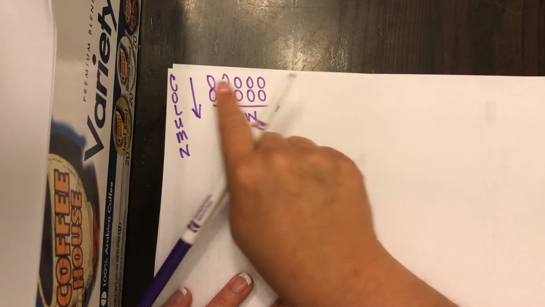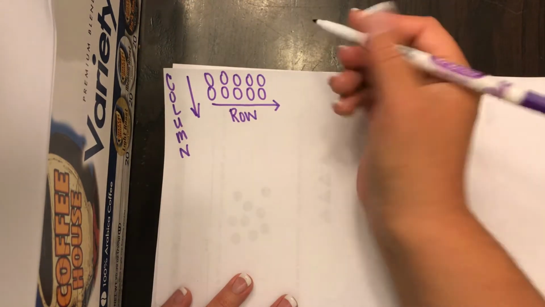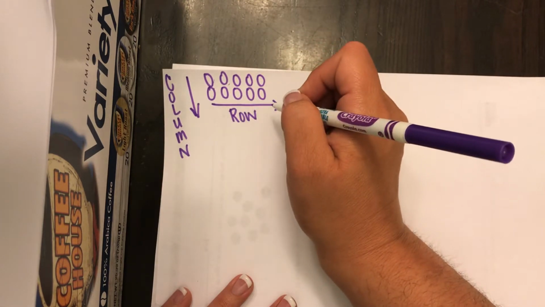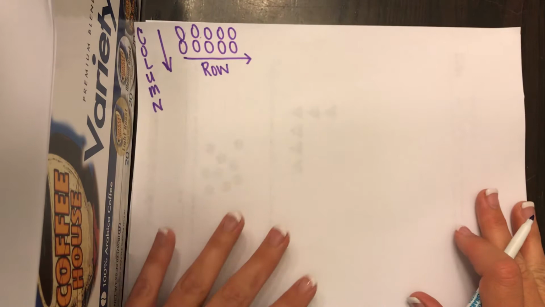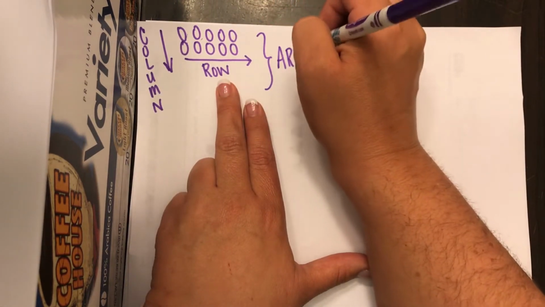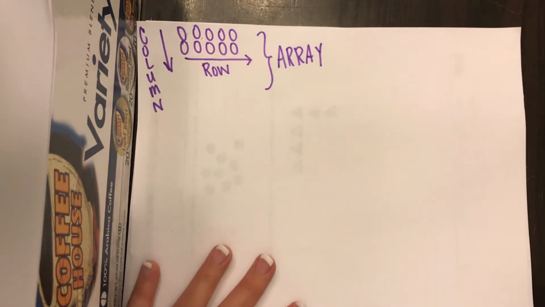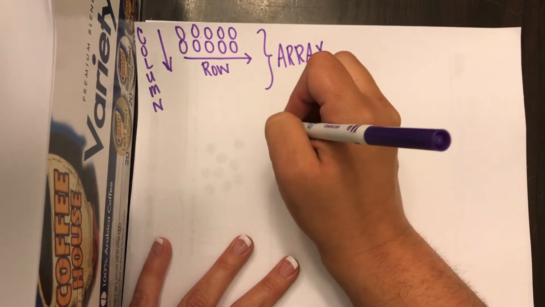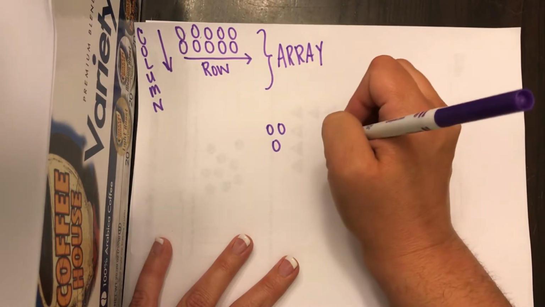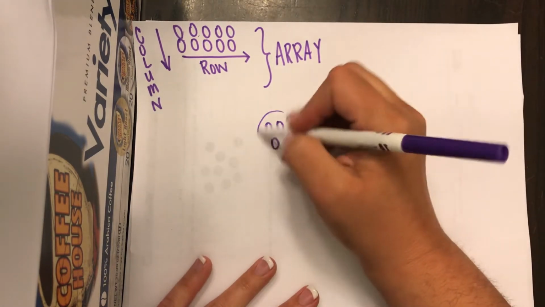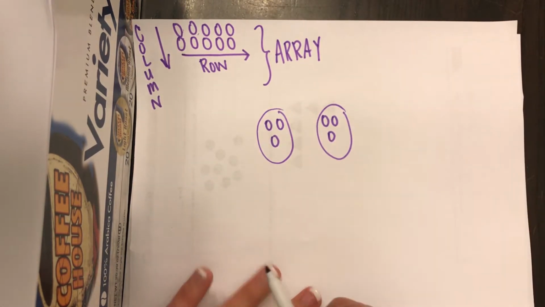Notice my array, this is an array, is nice and neat. The rows are nice and neat and the columns are nice and neat. The objects are matching up. Okay, so this is called an array. Now, before we get to an array, I'm going to show you two groups here. Okay? They're not in an array. There's two groups of three. All right? So, how many are in each group? There's three in each group.